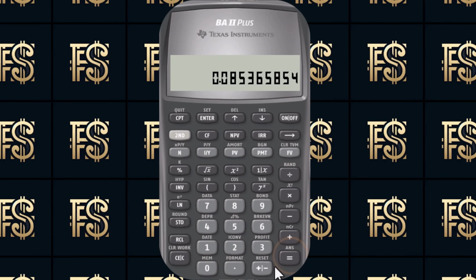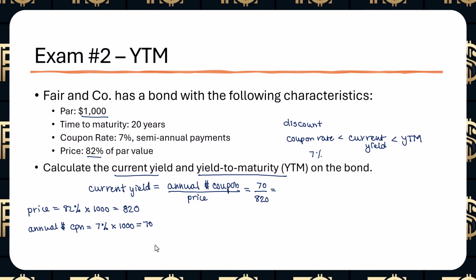And we find that the current yield on this bond is 8.54%. Okay, so that works so far. We know that the current yield is greater than the coupon rate, so that makes sense. Let's find the yield to maturity on this security.